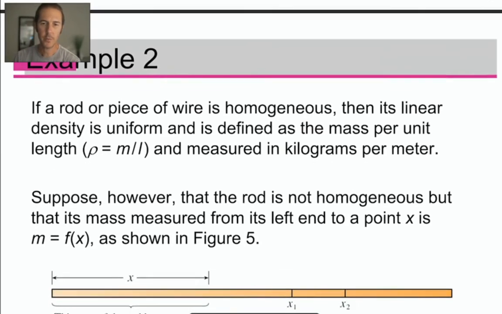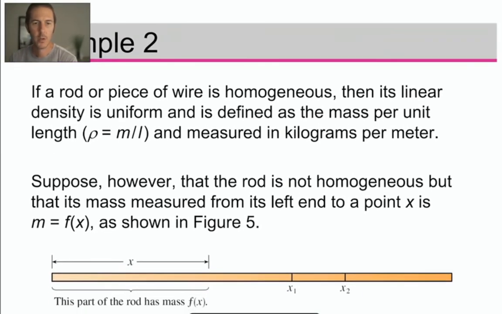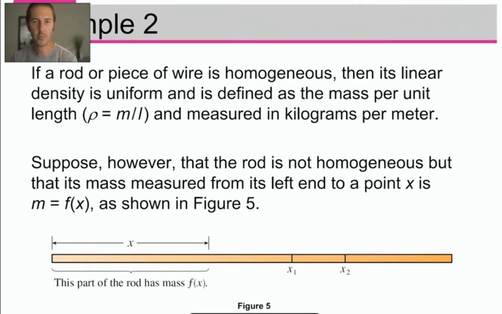Okay, so example number 2 is strange. This is something that is, right, velocity and acceleration position, I can relate to those. This is a type of problem that's fairly common in this section. And what we have here is a rod or a piece of wire that is homogeneous, so it's made of the same stuff and kind of evenly distributed through it.